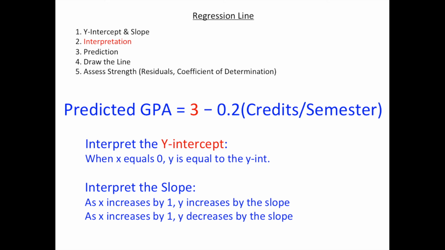And if we want to interpret the slope, now we have a negative slope. So instead of stating that it's increasing, we're going to state that if you increase the credits per semester by 1 unit, then the predicted GPA is now going to decrease by 0.2. So this is how you interpret the intercept and the slope. And in the next video, we're going to talk about prediction and drawing the physical regression line.